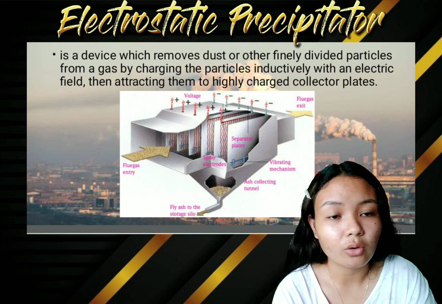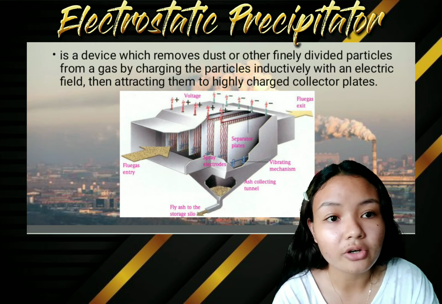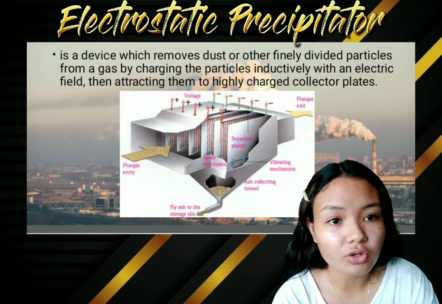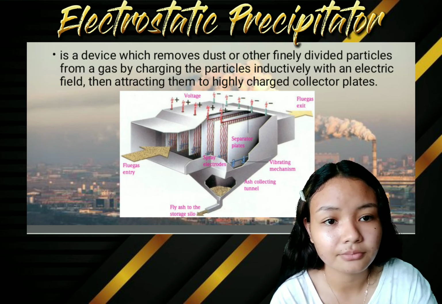Electrostatic precipitator, or ESP. It is a device which removes dust or other finely divided particles from a gas by charging the particles inductively with an electric field and then attracting them to highly charged collector plates. Underneath is an example of an electrostatic precipitator diagram.